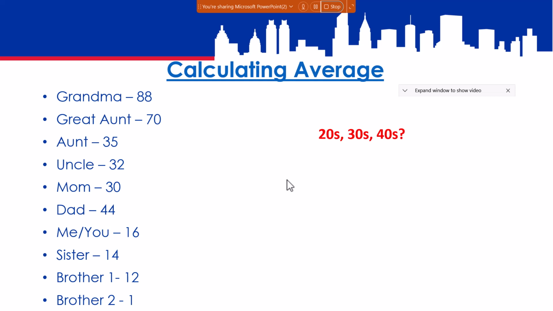So just being able to do a quick glance and estimate can be very beneficial to you in the long run. Now, there are some outliers here. You see grandma's 88, the great aunt 70, and then at the bottom. But for the most part, you have more people in this age group from aunt to dad. So that's a good indication. These outliers kind of balance out, so that's how you end up with it in the 30s.